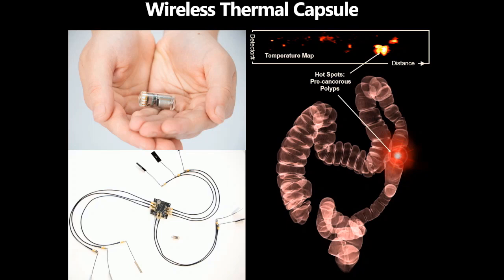We've also developed a wireless thermal capsule. This is our latest wireless capsule. And what this does is it measures the temperature. It images the temperature of your GI tract as it goes down. And temperature is increased in cancers, and it's increased in certain inflammatory conditions. And so we can find hot spots and monitor them wirelessly with this device.